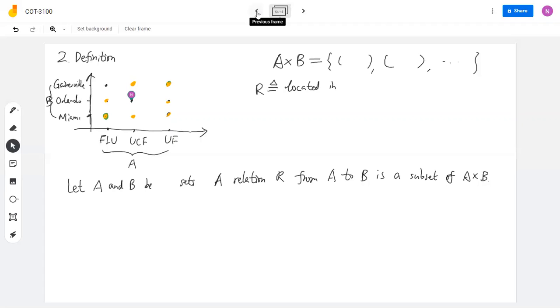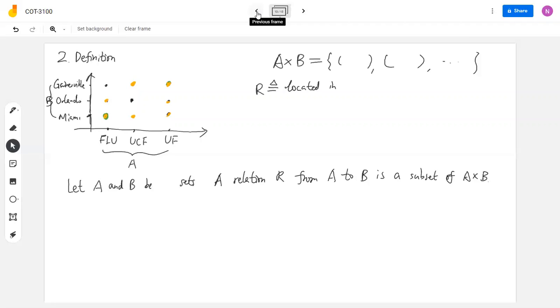And for this relation, I don't have a very clear meaning. What does the relation stand for? It doesn't have a clear meaning like located in, but that's also a legal relation, and that is the power of this definition: any subset of A cross B.